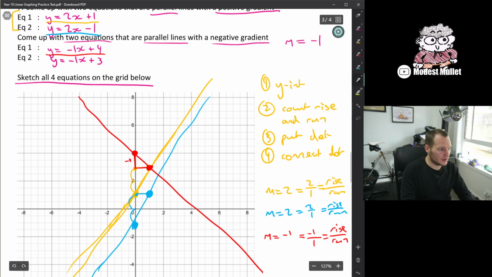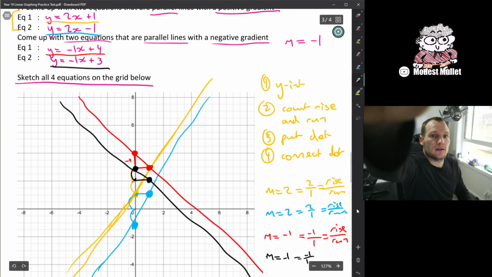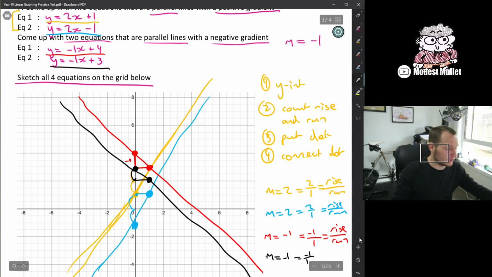Finally, onto my last equation, y equals -1x plus 3. My y-intercept is 3, which is there. And then my gradient was -1, so same thing, equals -1 on 1. So I'm going to have a rise of -1, so I need to go down 1, takes me there, and then run across 1, which takes me to there. And that's my 2 dots. Those, and there's my two sets of 2 parallel lines. I'm just pressing that button on the camera to stop it going off.